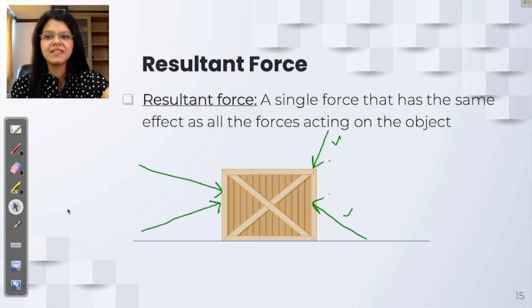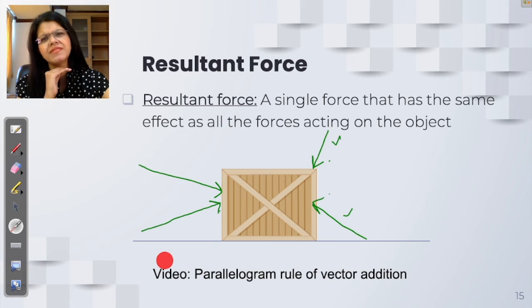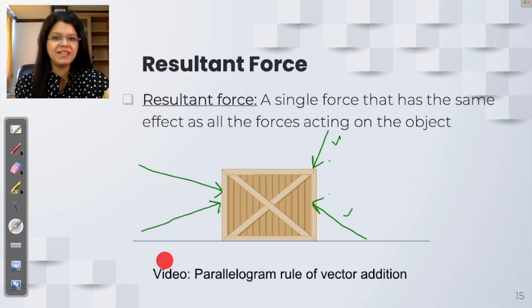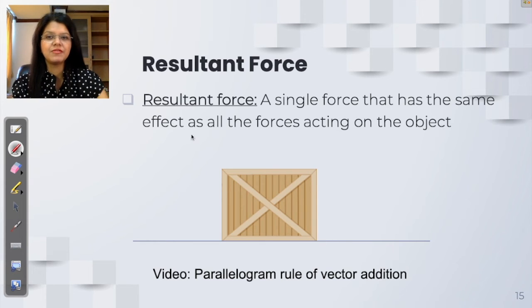the vector is done using the Parallelogram Rule of vector addition. There is a separate video for it. You can check it out. That also is very easy, right? So far we'll concentrate on finding the resultant when the forces are in the same direction.